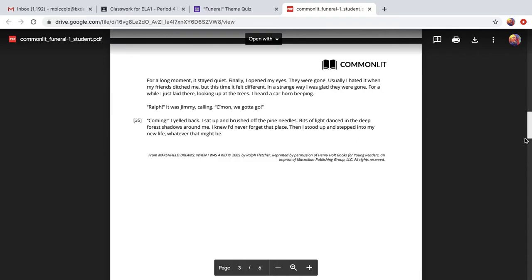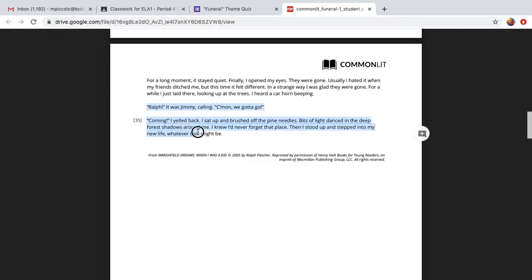And then Jimmy, who I'm assuming is his brother or his dad, calling, "Come on, we gotta go," at the end. So then he says, "Coming," I yelled back. I sat up and brushed off the pine needles. Bits of light danced in the deep forest shadows around me. I knew I'd never forget that place. Then I stood up and stepped into my new life, whatever that might be. So he gets up and he moves on from this childhood that he loved and his friends that he loves into his new life. And the tone here is kind of brave and optimistic.